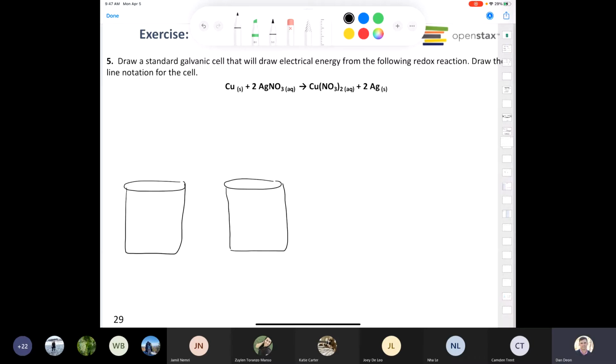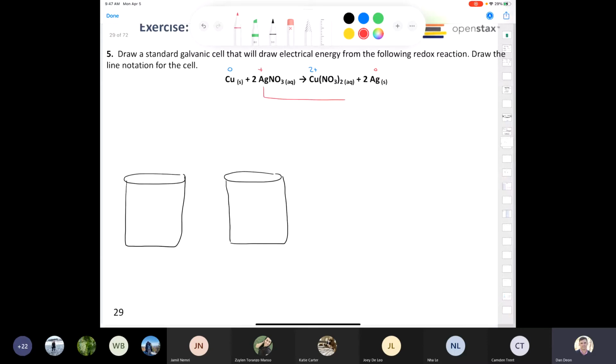Now, what's happening here? The copper is going from copper 0 to copper 2 plus, and my silver is going from silver with a +1 charge to silver 0. And so the silver is undergoing reduction. The copper is undergoing oxidation. We had an ox and red cat. So remember, we put the anode on the left and we put the cathode on the right.